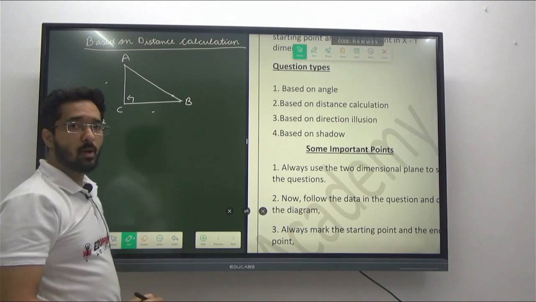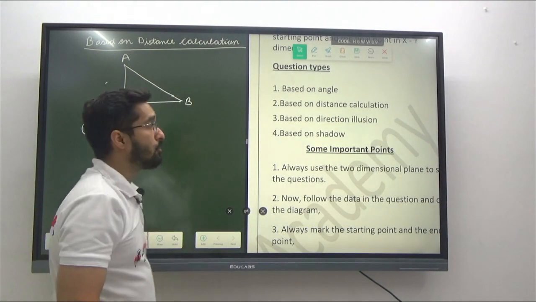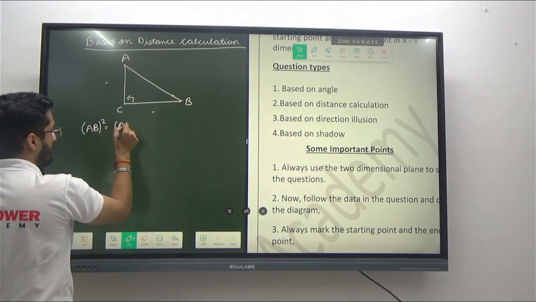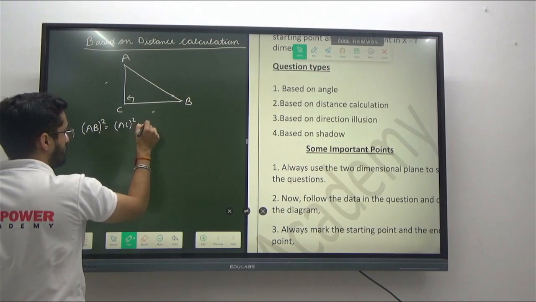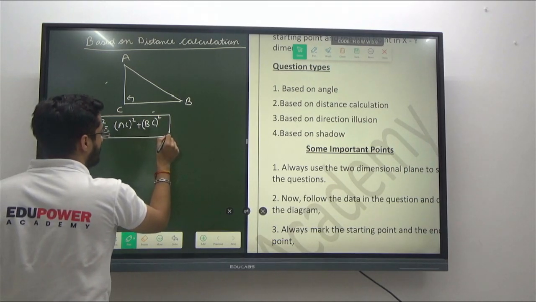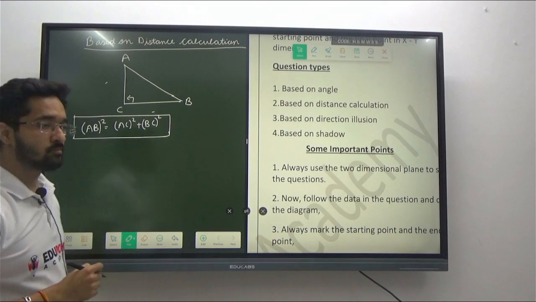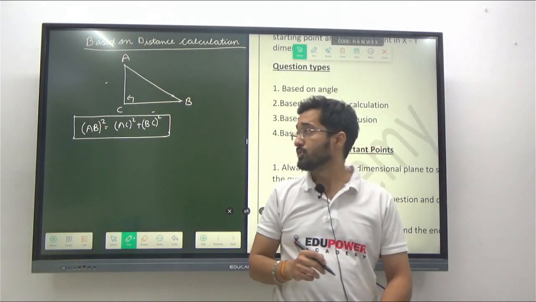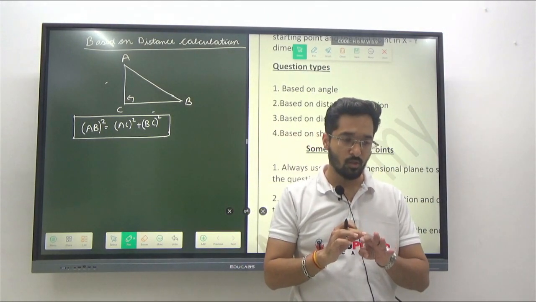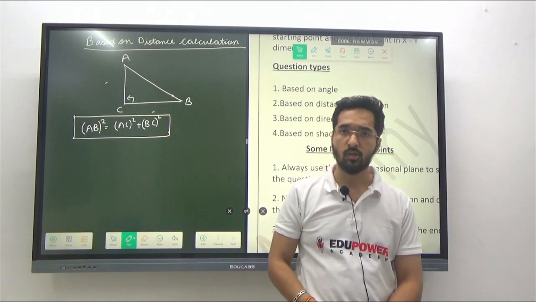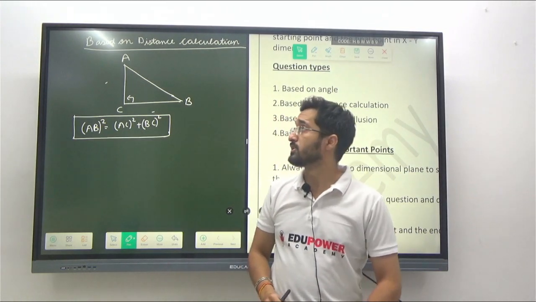According to the Pythagoras theorem, the square of the hypotenuse, that is AB square, is equal to AC square plus BC square, right? AB square is nothing but AC square plus BC square. Please make a note of this Pythagoras theorem, because we will solve various questions based on it. This theorem will be helpful for you in solving different questions of distance and direction.